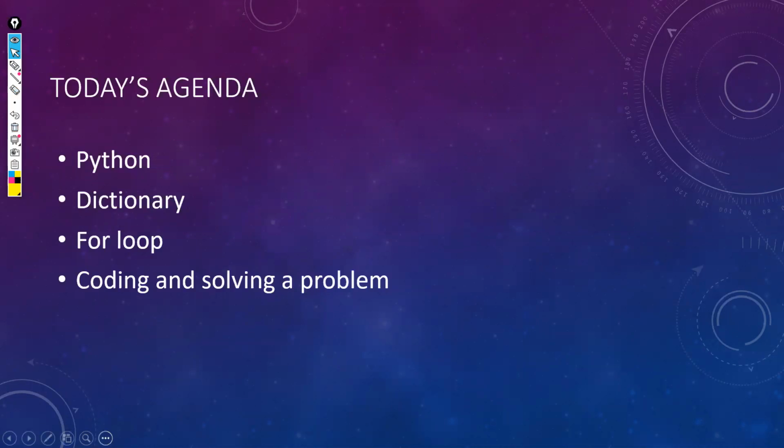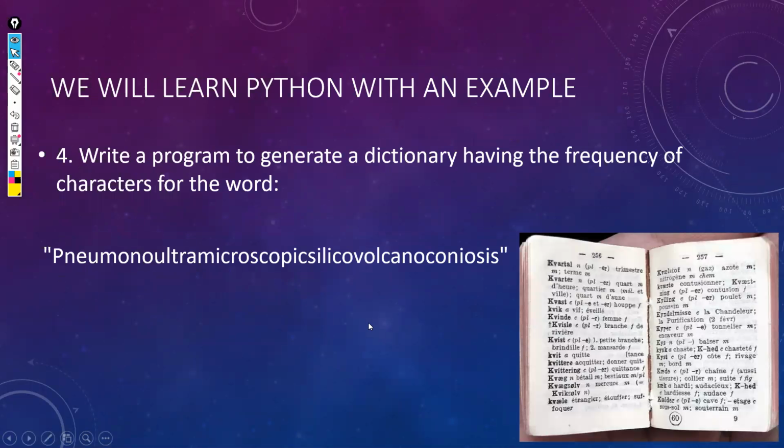We will see one problem. We will directly jump into a problem, solve it, and learn it. The problem is: write a program to generate a dictionary having the frequency of characters for a word. I will explain the problem first. Don't worry if you have not got it. It is very simple. I have some random word.